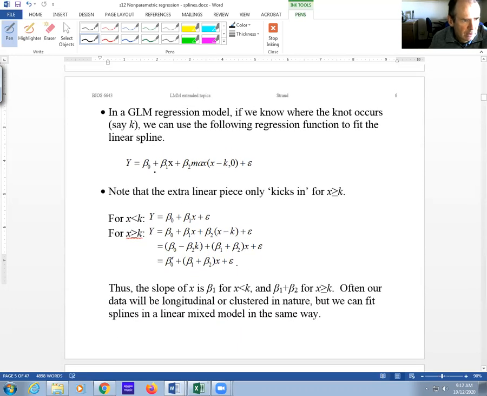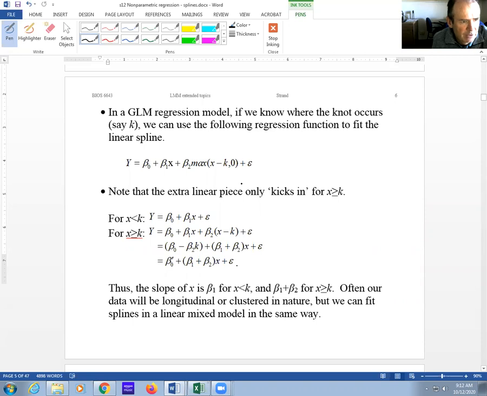What you do, X is whatever that exposure is. It could be some type of localized air pollution. And then you create another variable, and K is where that value of X is where there's a change. So we call that the knot. And you can create a variable that's the max of X minus K. So K is some constant, and X is a variable. And so you can easily create that new variable, the max of X minus K and 0.